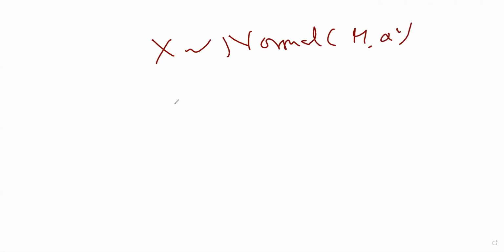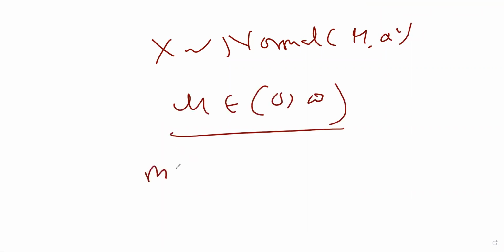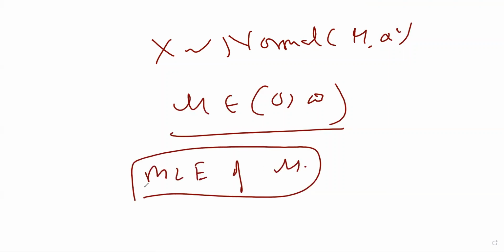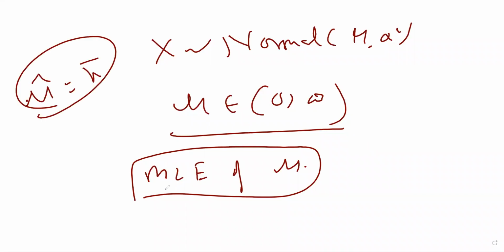And one question is there for all of you. It is for homework. Normal mu comma sigma square. We are restricting mu from 0 to infinity. Then what will be MLE of mu? This is homework. We already know that MLE of mu is X bar. When the parameter is restricted, then what will be MLE of mu?